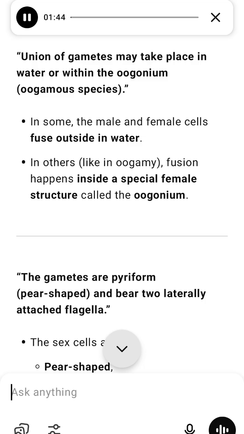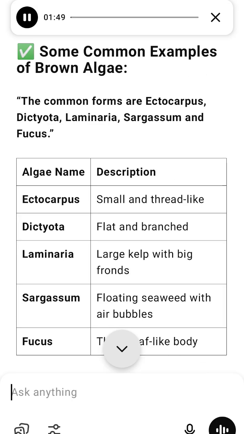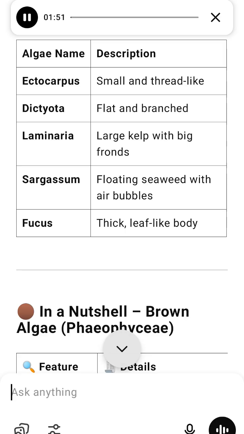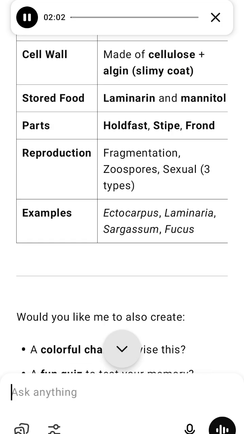Part, function. Holdfast, like roots, sticks to rocks. Stipe, like a stem. Frond, leaf-like part that does photosynthesis, makes food from sunlight. How do they reproduce, make new ones? 1. Vegetative reproduction, copying itself, done by fragmentation. The algae breaks into pieces, and each piece grows into a new one.